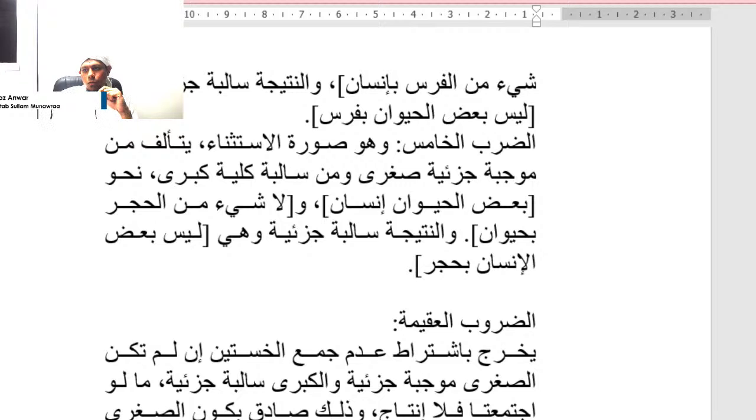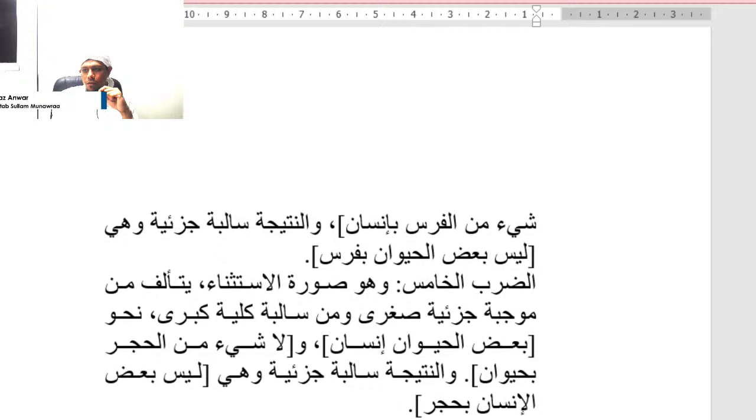That's what is in Sullam. He gave the example ba'dul hayawan insan. Some beings are humans. Wala shay'a min al hajari bi hayawan. And there is nothing from the stones are beings. Wa natija saliba juz'iyya. The conclusion is particular negative, wahiya laysa ba'dul insan bihajarin. Yani some humans are not stones. So these are the five muntij of the fourth shakal.